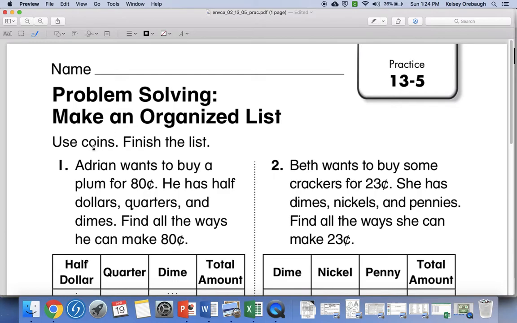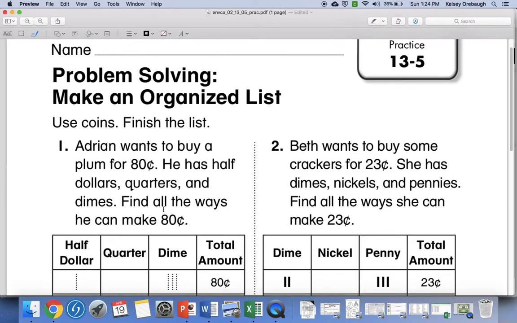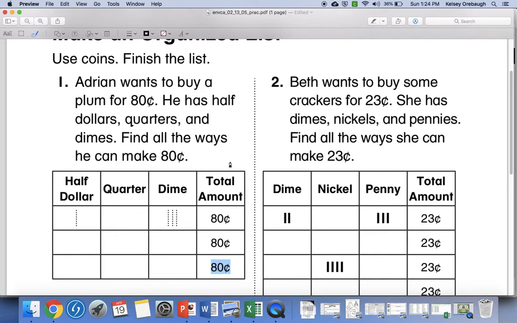Okie doke, problem solving, making an organized list. Use coins and finish the list. All right. Number 1, Adrian wants to buy a plum for 80 cents. He has half dollars, quarters, and dimes. Find all the ways he can make 80 cents. Okay, so I suggest that you guys have a whiteboard or some piece of paper that you can use to practice making this list and adding up different amounts, because it's not always easy to do that off the top of our head.